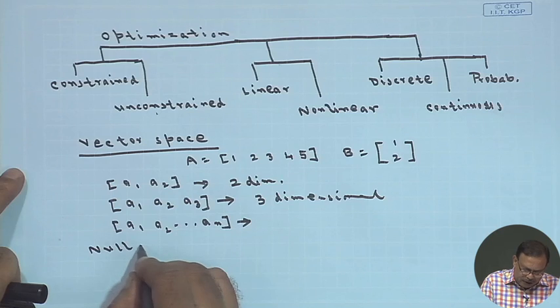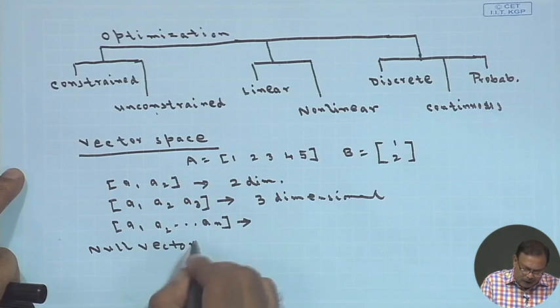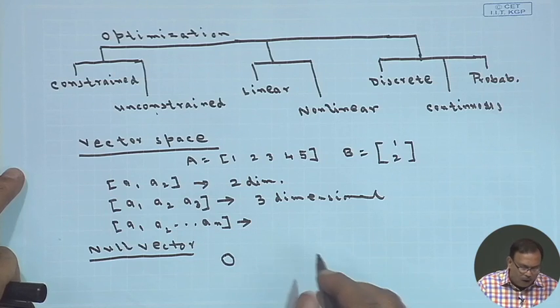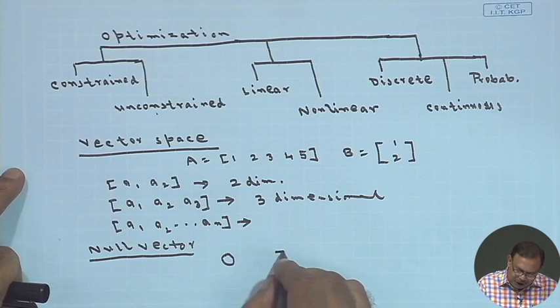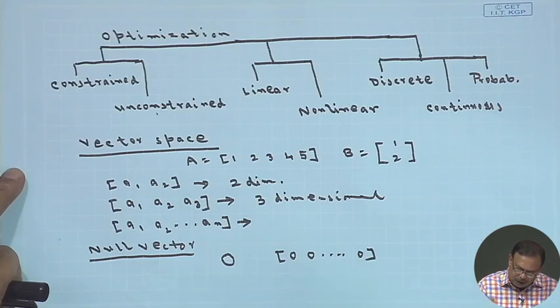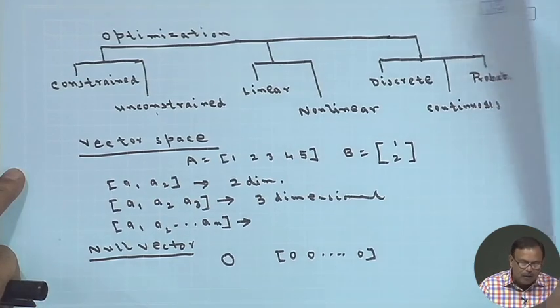Next one is null vector. Null vector is denoted by O, where all the elements of that vector are 0, that is, it will look like this. So, this is a null vector.